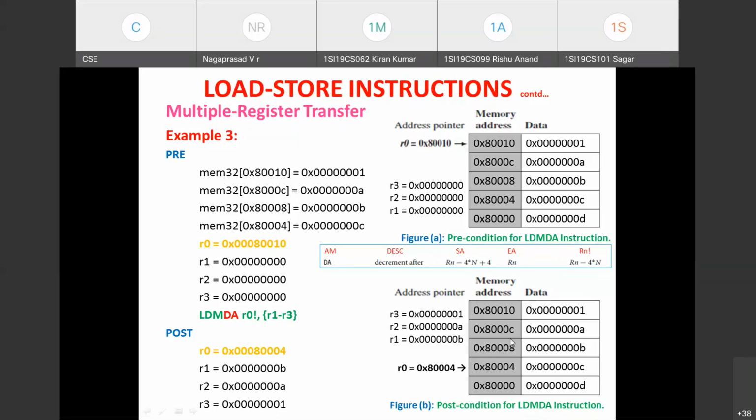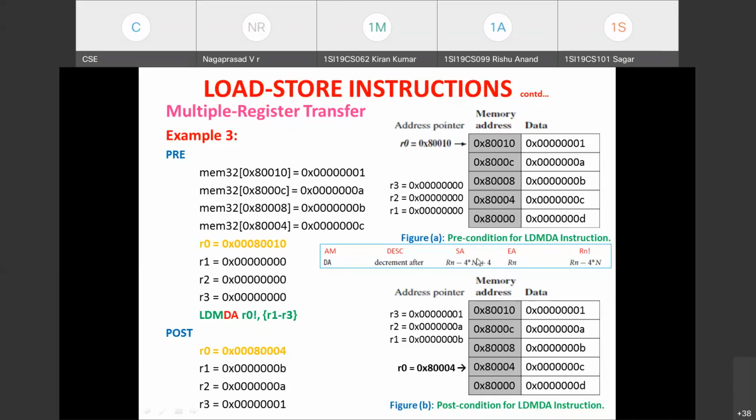You can see these are the three locations that are accessed: 80010, 8000c, and 80008. Of these, the lower address is 80008 and the higher address is 80010h. You can see Rn minus 4 into n plus 4, where n is the number of registers used in the instruction. Totally 3 registers are used. So Rn is having the value 80010, minus 4 into 3, which is 12, plus 4.